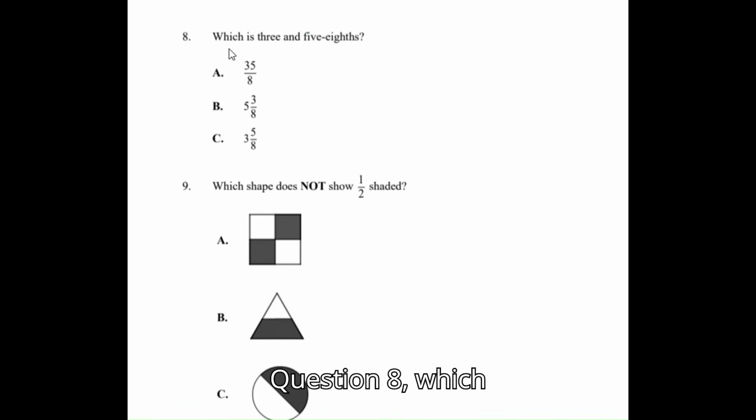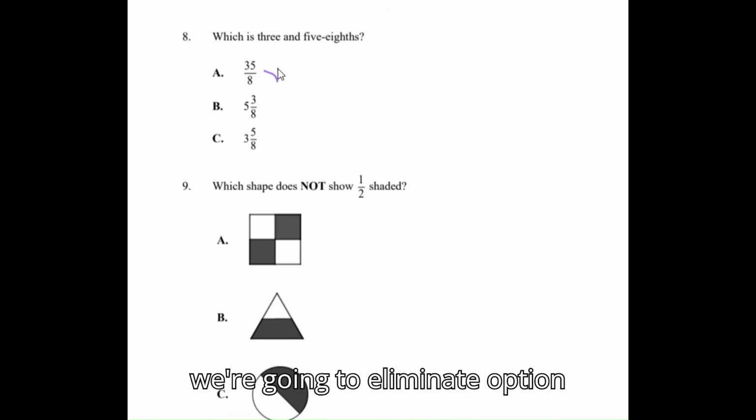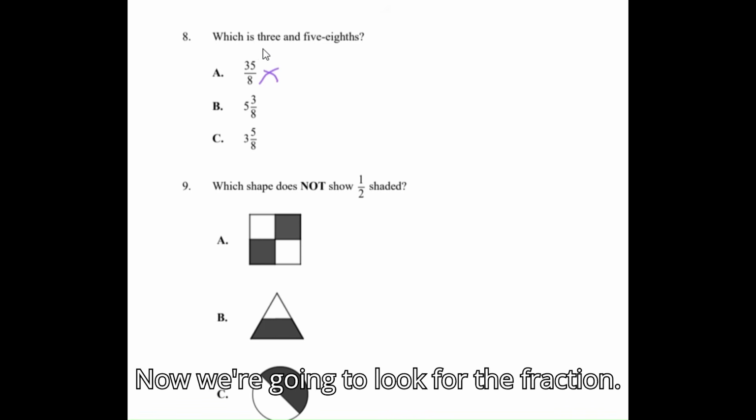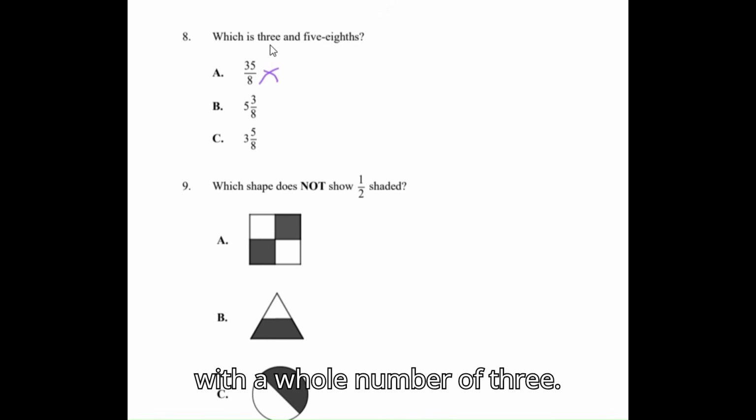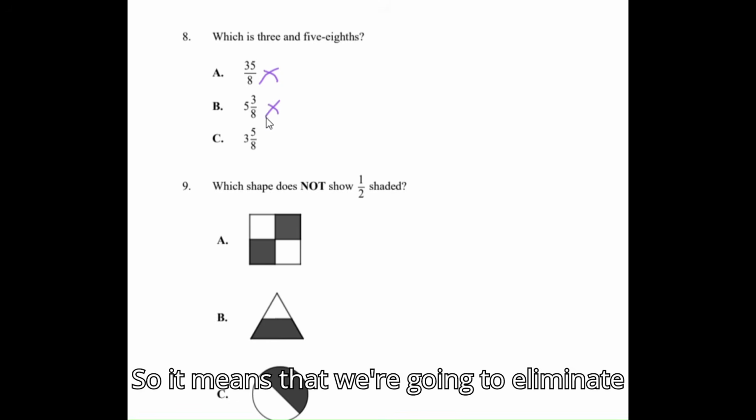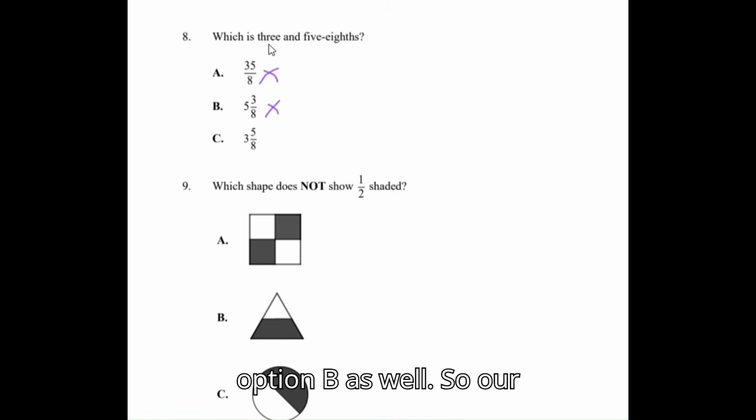Question 8. Which is 3 and 5/8? Now this sounds like it is a mixed number. So we are going to eliminate option A, which is an improper fraction. Now we're going to look for the fraction with a whole number of 3. So it means that we're going to eliminate option B as well. So our answer is C, we have 3 and 5/8.